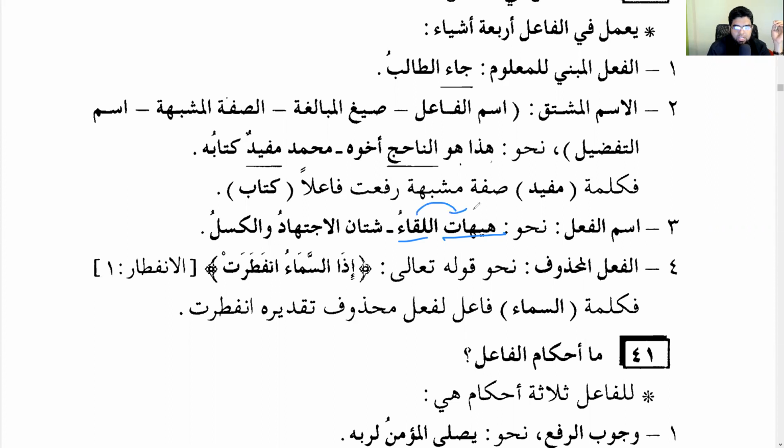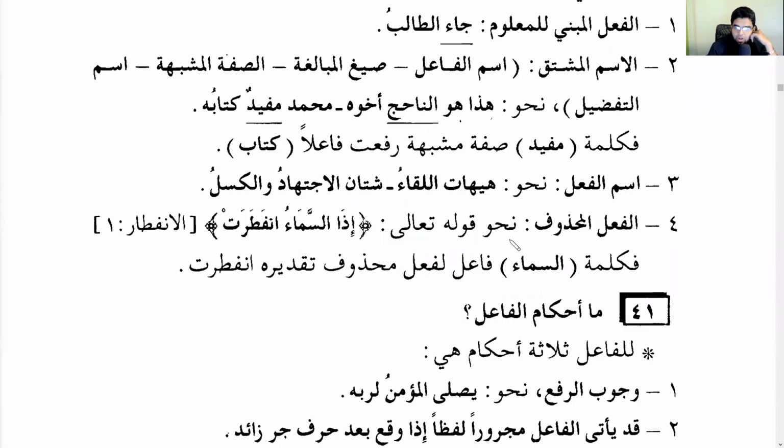So liqa'u is the fa'il of the ismul fi'l. Ismul fi'l: shattan al-ijtihad wal-kasl. So different are hard work and laziness. Shattana. So ijtihadu is the fa'il of the ismul fi'l. And al-fi'l al-mahdhuf, the verb could be hidden.